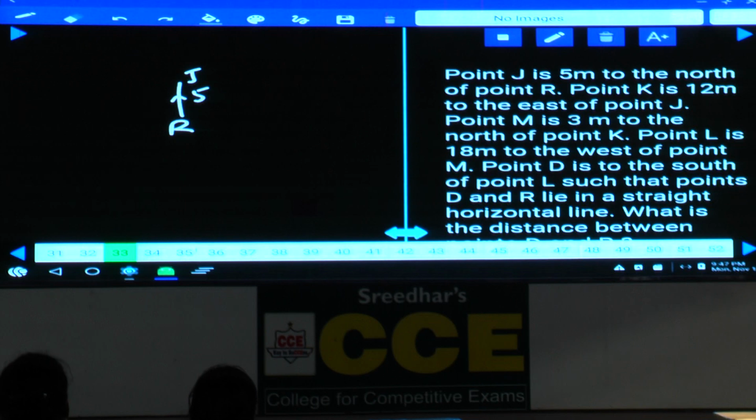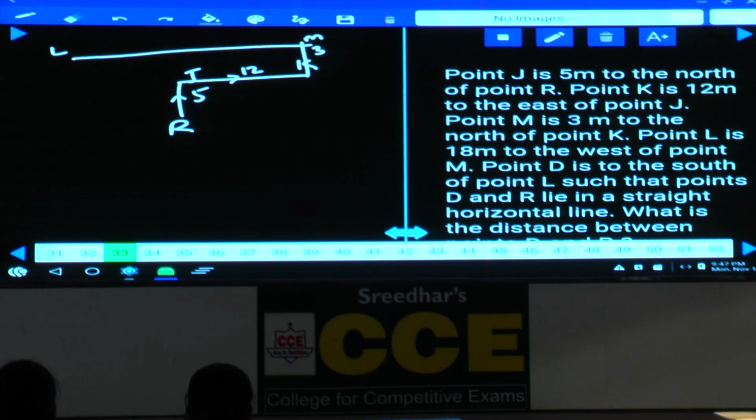K is 12 meters to the east of J. From here, K is 12 meters, this is K. M is 3 meters to the north of K. And L is 18 meters to the west of M. L is here, which is 18 meters to the west of M.